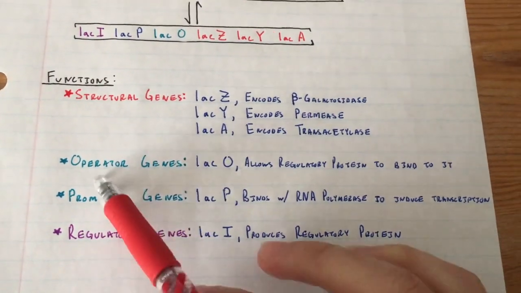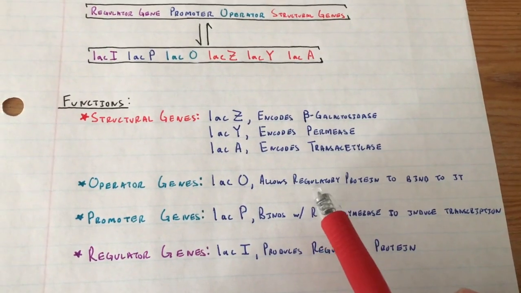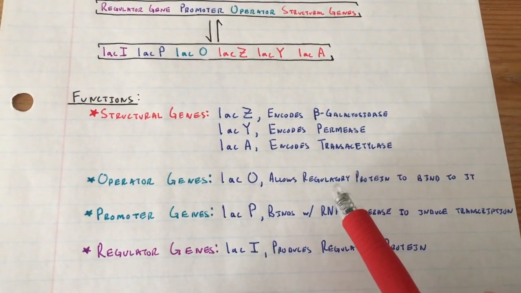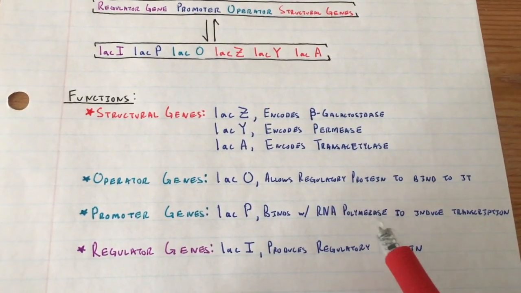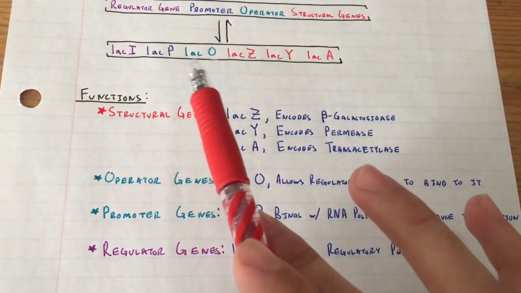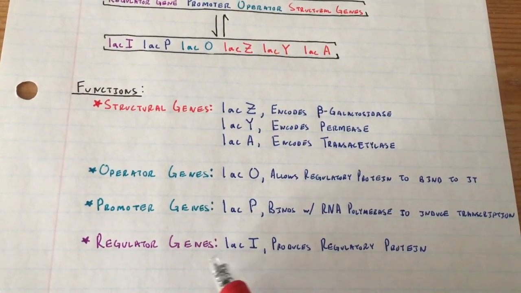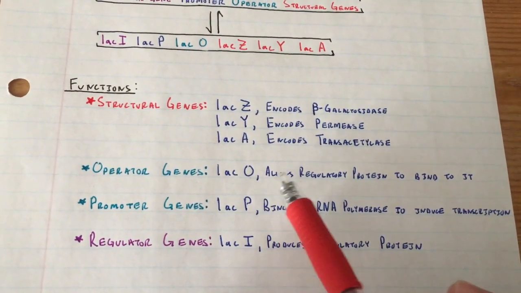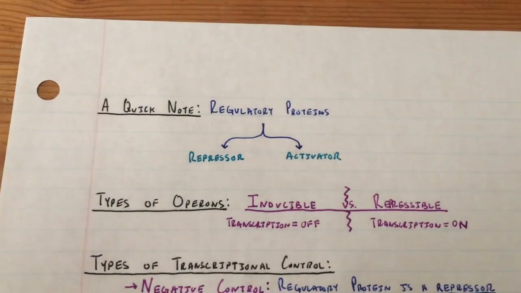Moving on, we have our operator, written as lac O, which allows the regulatory protein to bind to it. Don't worry, we'll get to the regulatory protein and how it plays a part in this whole process. Our promoter, written as lac P, binds with RNA polymerase, which is going to induce transcription. This is a whole chain of command, so we'll see how they all work out, but this is the function of lac P and lac O. And finally, lac I is our regulator gene, which produces the regulatory protein we talked about with our operator.